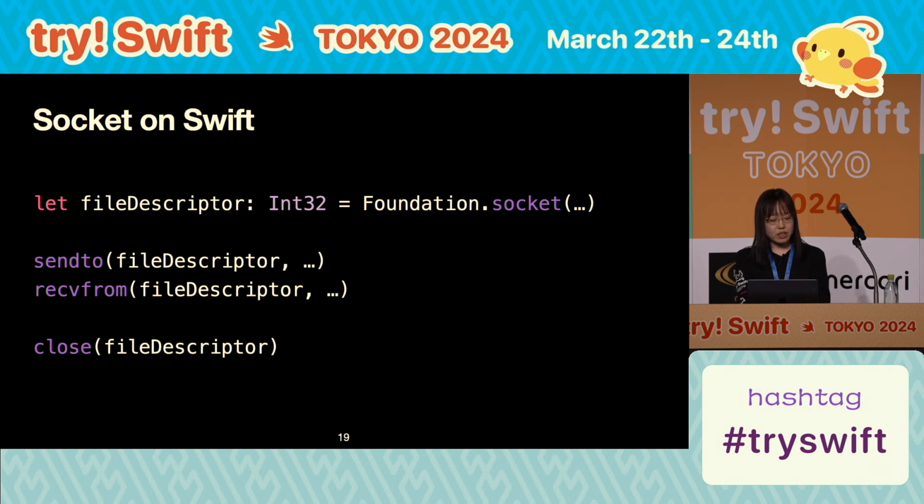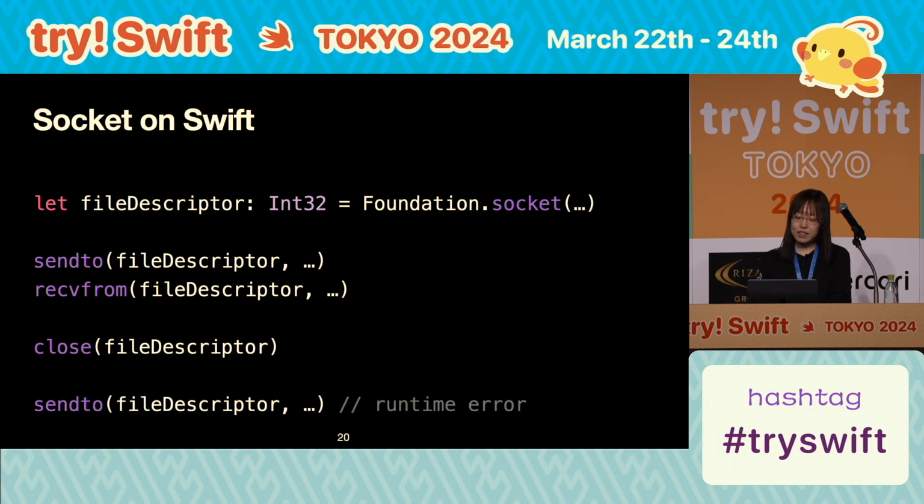When communication is complete, use the close command to close the file descriptor. The lifetime of the file descriptor is until it is closed. However, we still have the int32 value. We may accidentally execute additional system calls using this value and cause a runtime error.